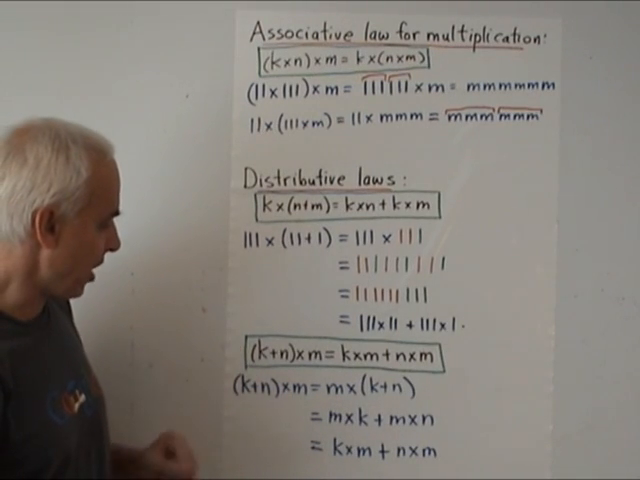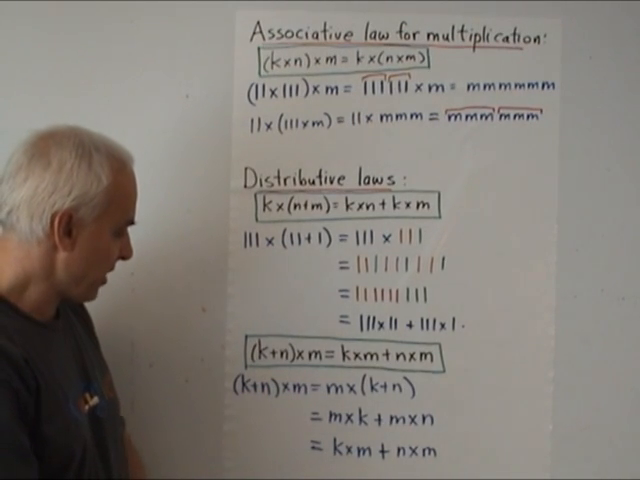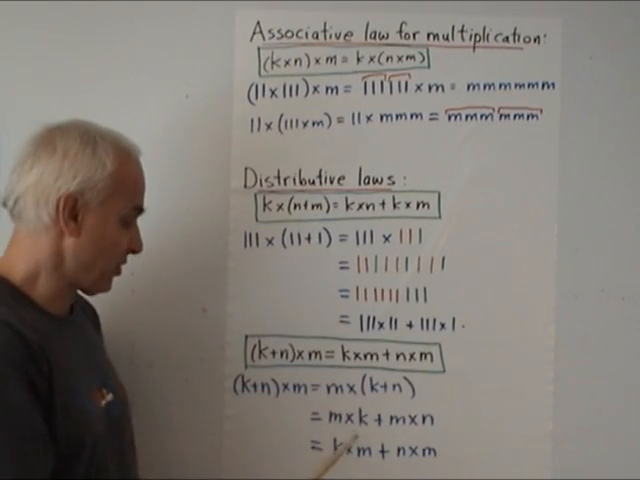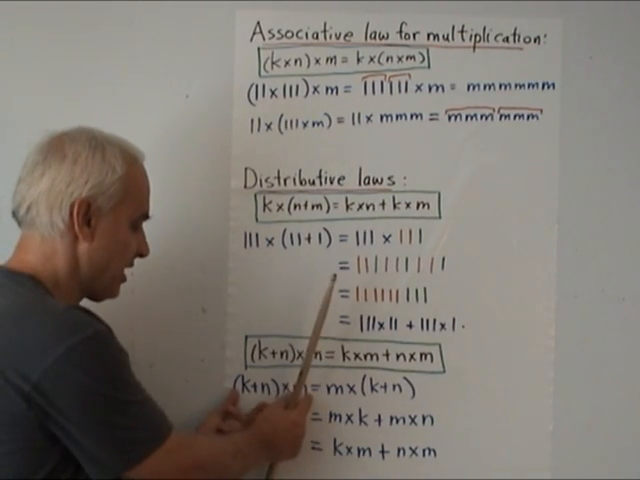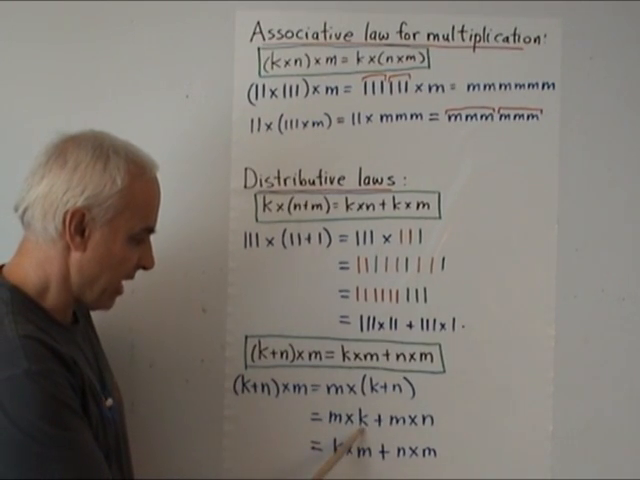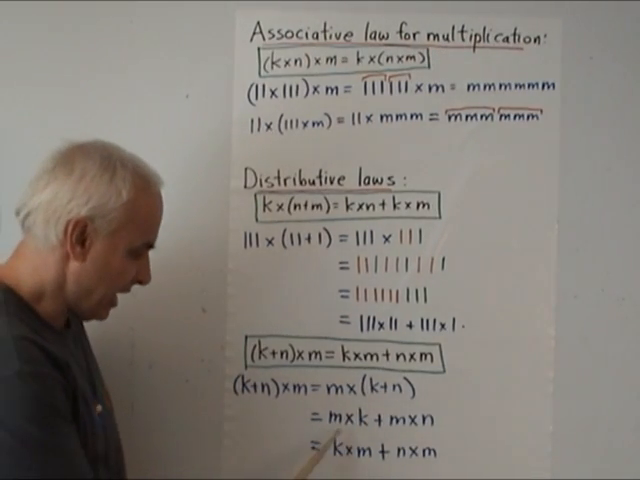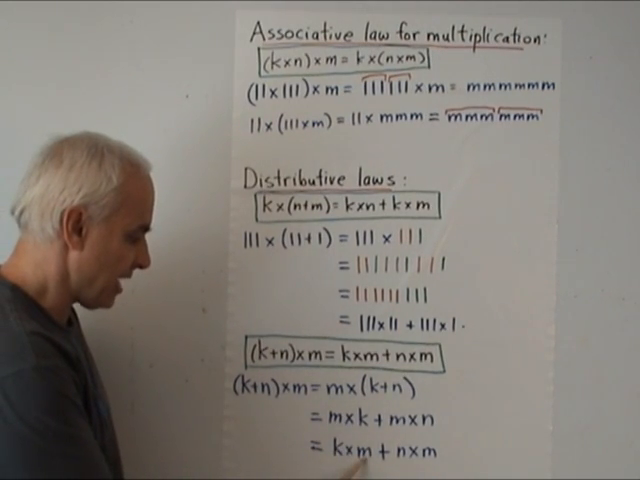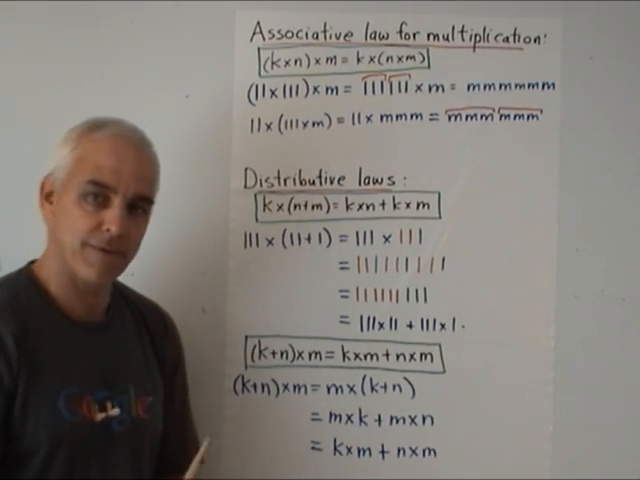Alright, what about the other distributive law? We could do it in the same way, but let me illustrate another way of thinking about it using the laws we've already established. If we have (k plus n) times m, we can use the commutative law to rewrite that as m times (k plus n). Now we can use the distributive law we've just proven to write that as m times k plus m times n. And each one of these two products can be rewritten using the commutative law. So that becomes k times m, and this one becomes n times m. And that's what we require.